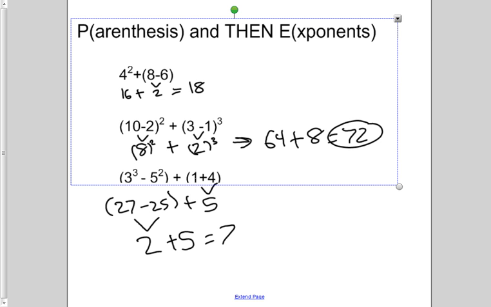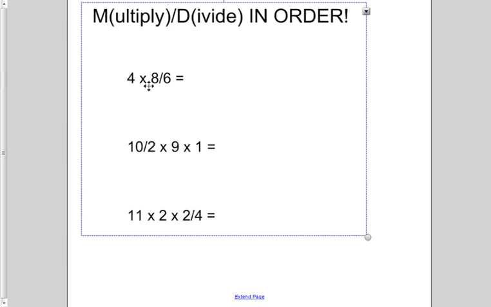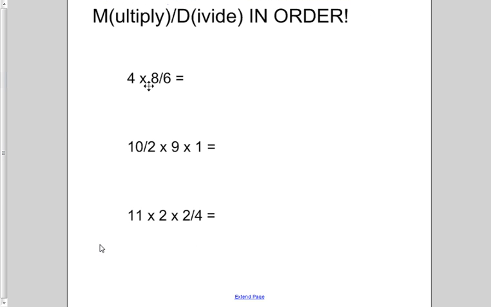All right, now let's try multiplying and dividing in order. So in all these problems you see some division and some multiplication. Please keep in mind that this bar right here means to divide. All right, here we go. So we're going to multiply and divide in the order we see it.